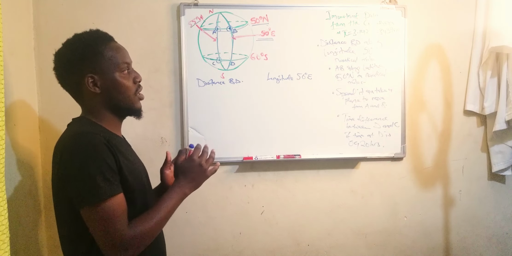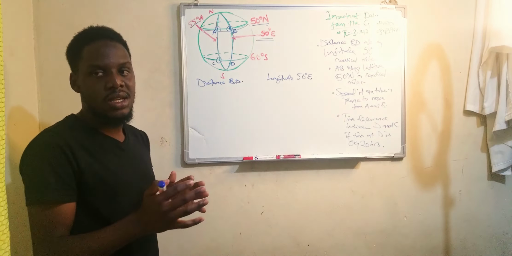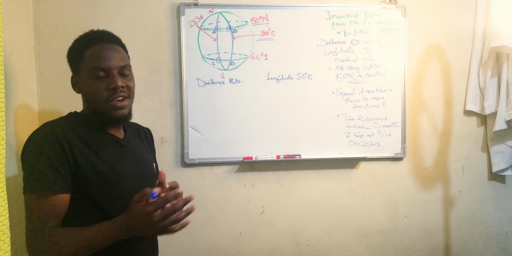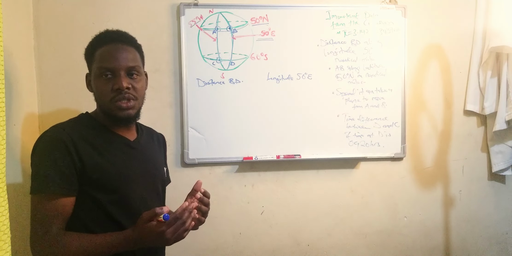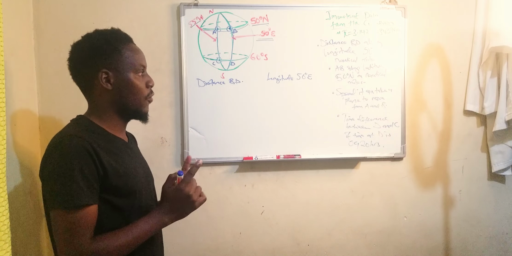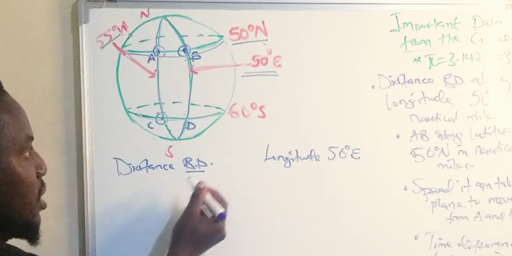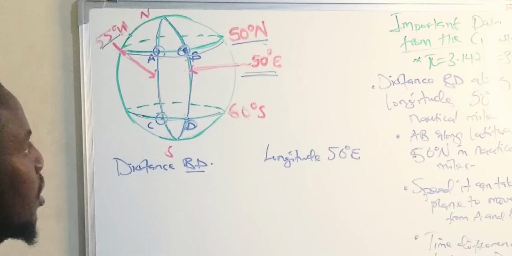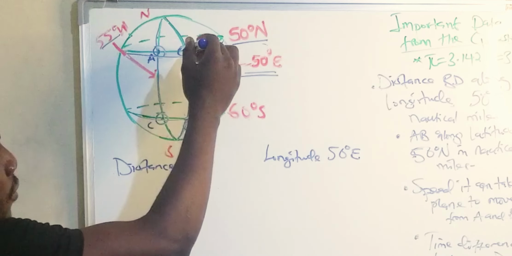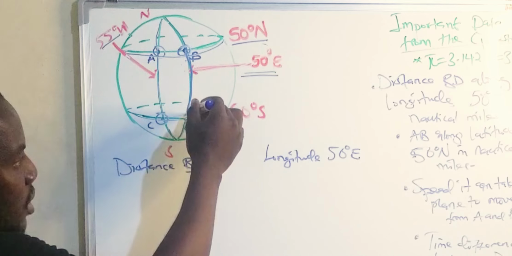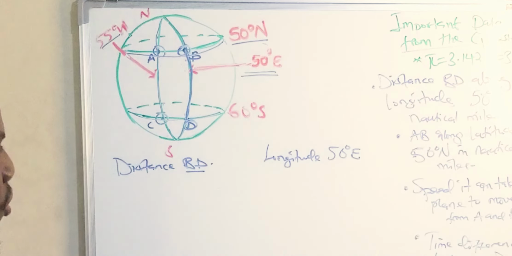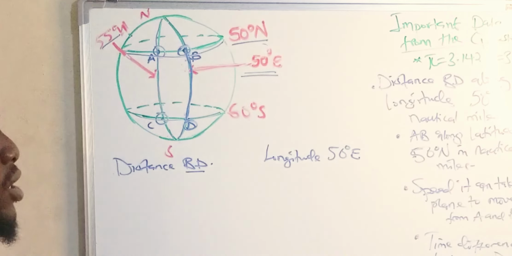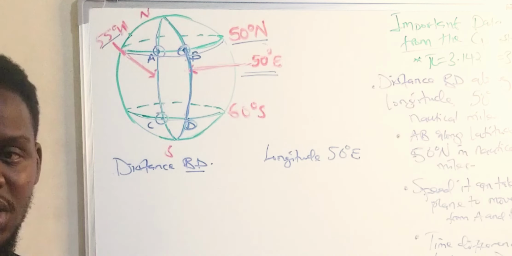But suppose that they said calculate a distance BD in nautical miles. They haven't said whether it's longitude or latitude. The first thing you need to check is where B and D lie. B is here, D is there. If you notice from the diagram, B and D are on the same longitude. Definitely from there you will know that we are calculating the distance in longitude.